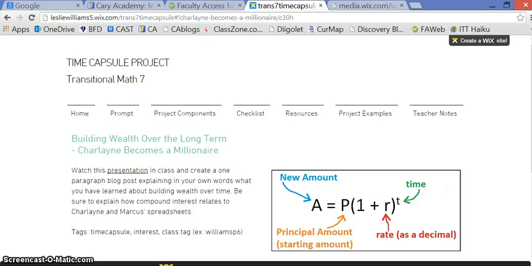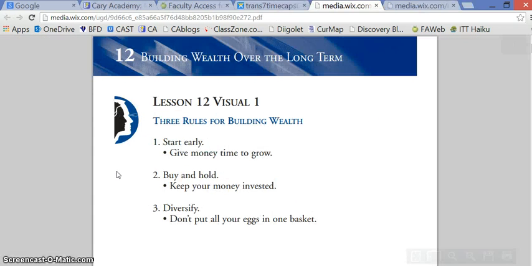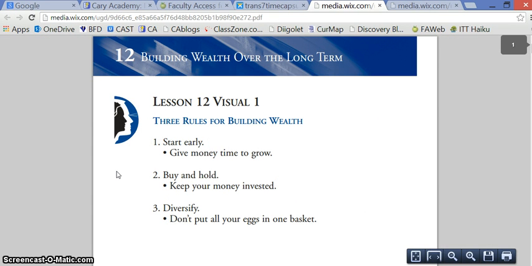In the Time Capsule Project, under Charlayne Becomes a Millionaire, there's a presentation that we're going to go over. So when I click on the presentation link, it takes me to building wealth over the long term. So one of the first keys is to start early. It is actually never too early to start saving. And our goal in this lesson is to learn how to build wealth and to become financially independent. So build wealth to the point that you don't have to work, that you don't have to depend on anyone, that you are independently wealthy. So we're going to learn how to do that today.